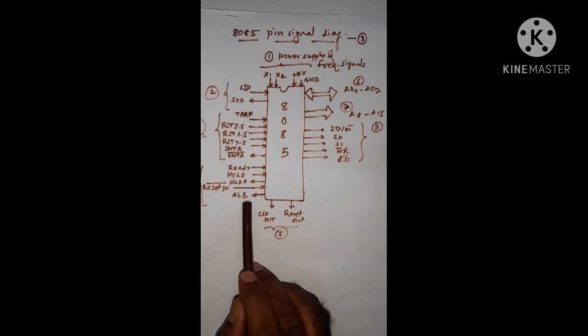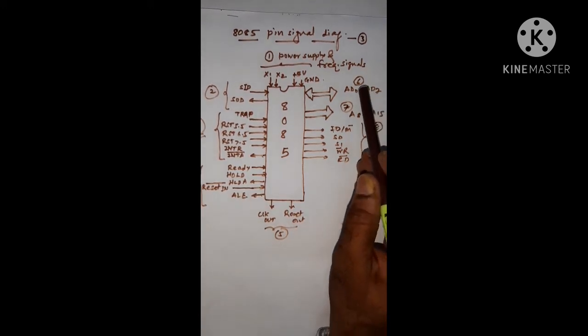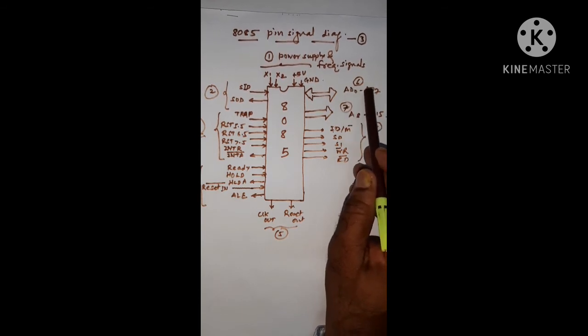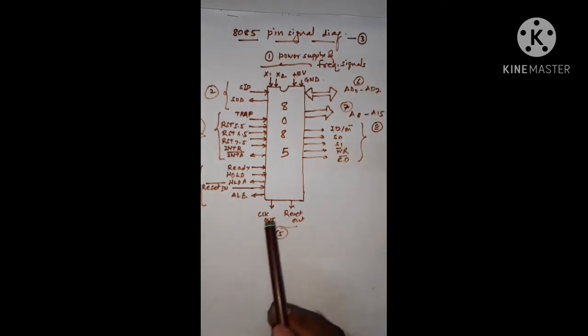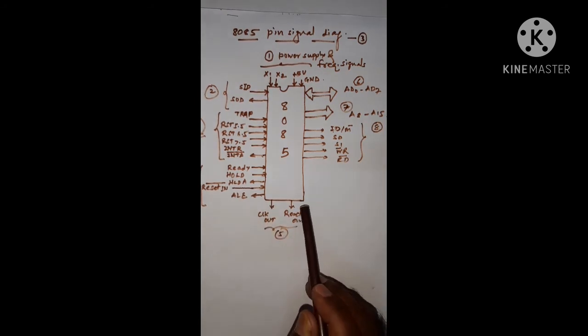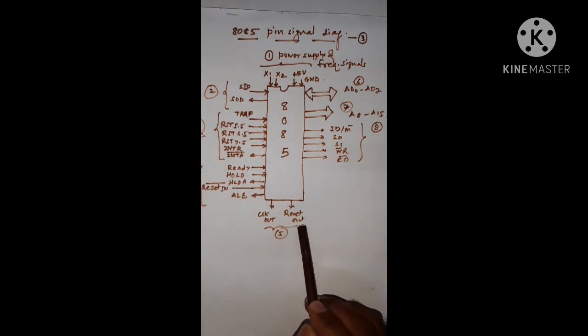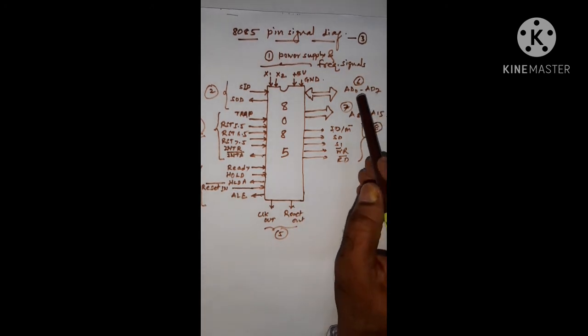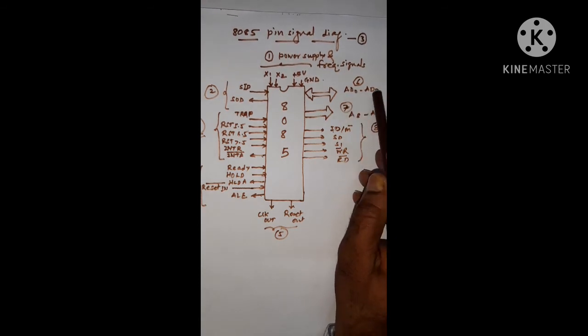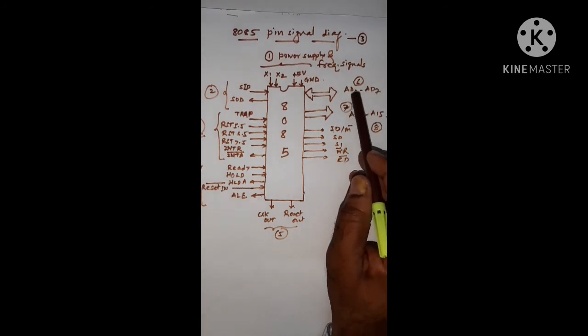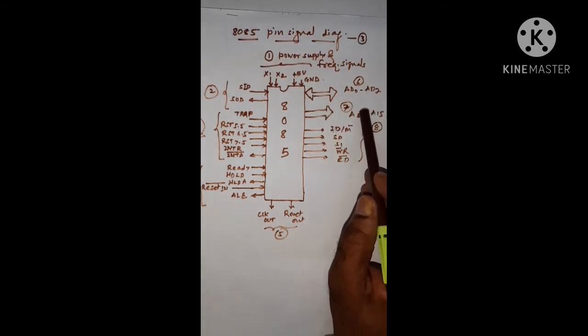ALE, address latch enable, is the important signal to decide whether the content on this multiplexed bus is low address, A0 to A7, or 8-bit data. So this is defined with the ALE signal. CLK OUT carries the clock frequency out for supporting ICs. RESET OUT supplies the reset signal to the supporting ICs. This bus is bidirectional to carry address as well as data lines, low address and data lines. This is only coming out to carry higher order address bit signals.